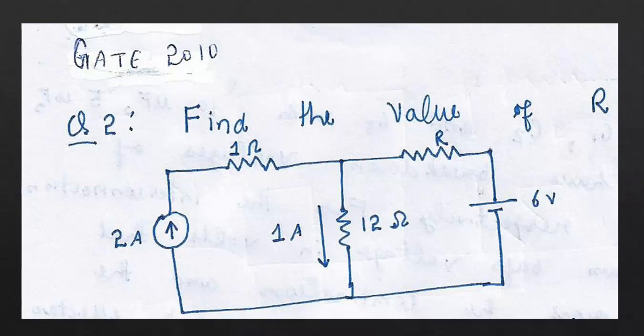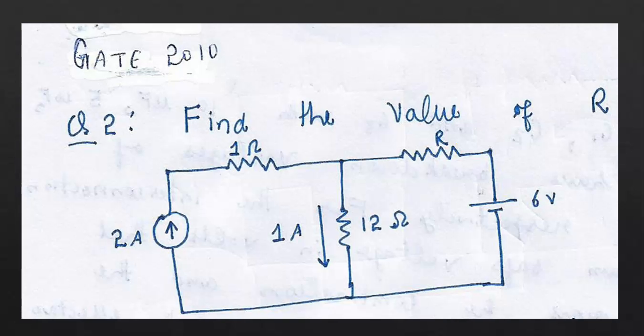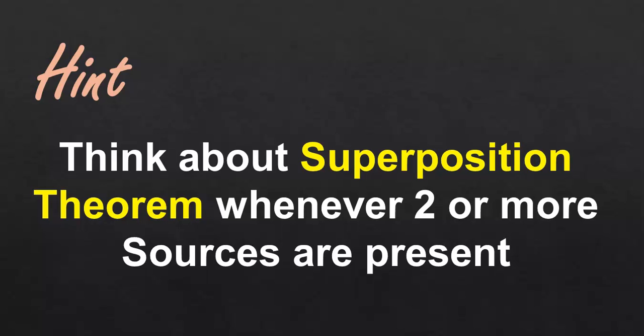This is the first numerical which we are going to solve today. In this electrical circuit, we have to find the value of resistance R. There are different methods to solve this particular problem. We are going to solve it through the superposition principle to demonstrate the effectiveness of this theorem.